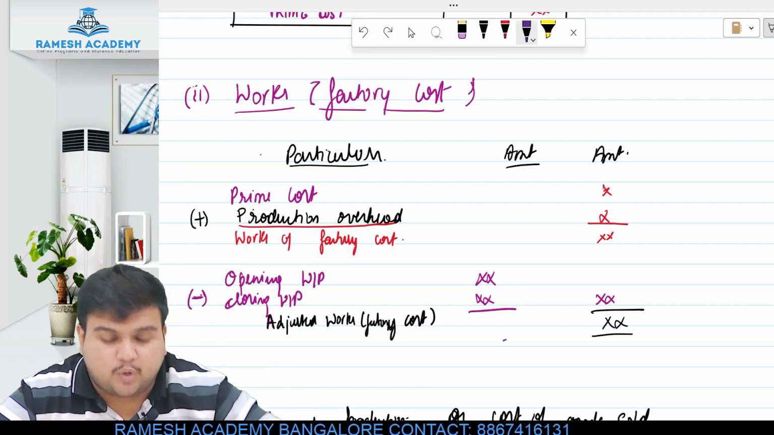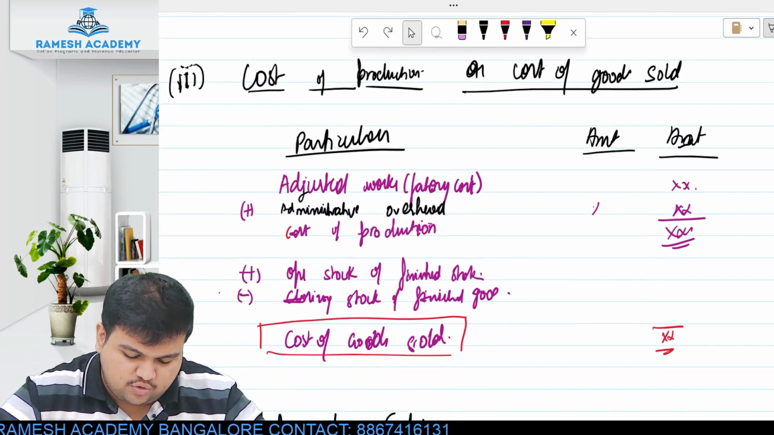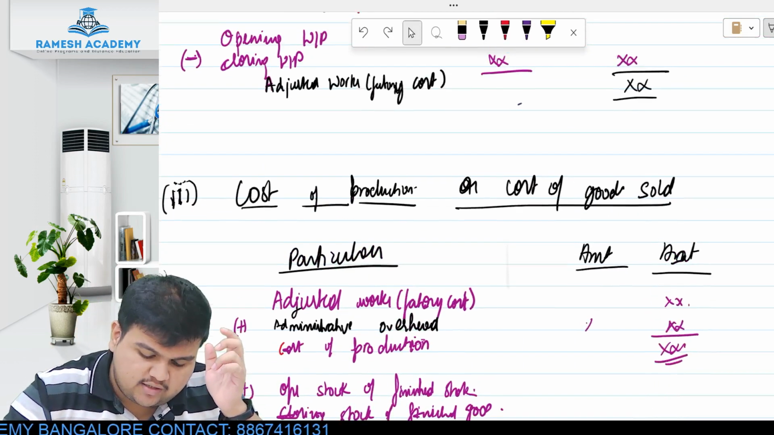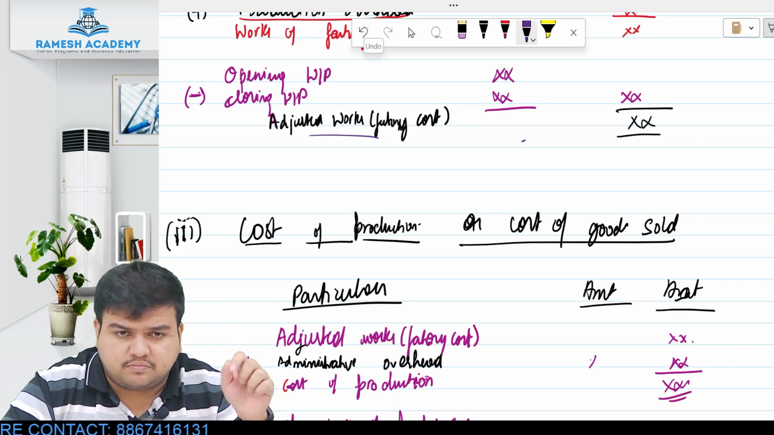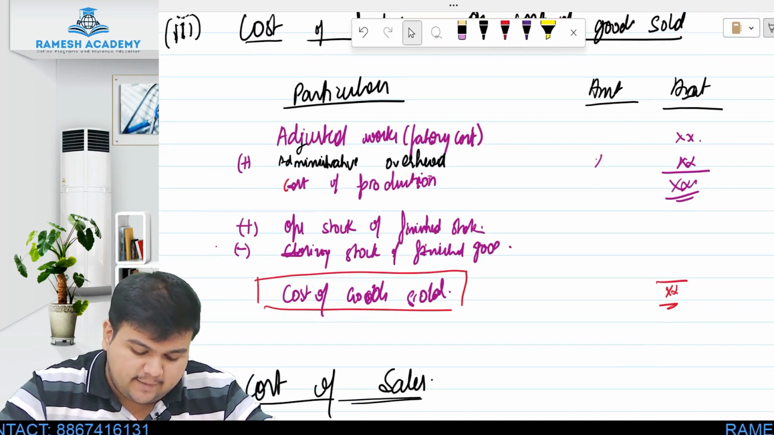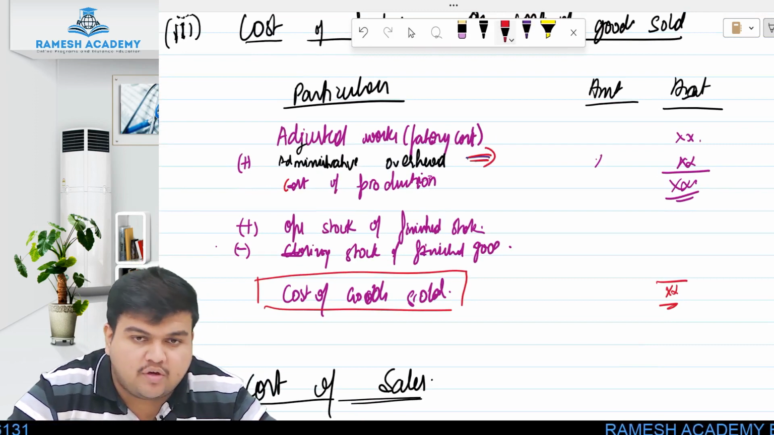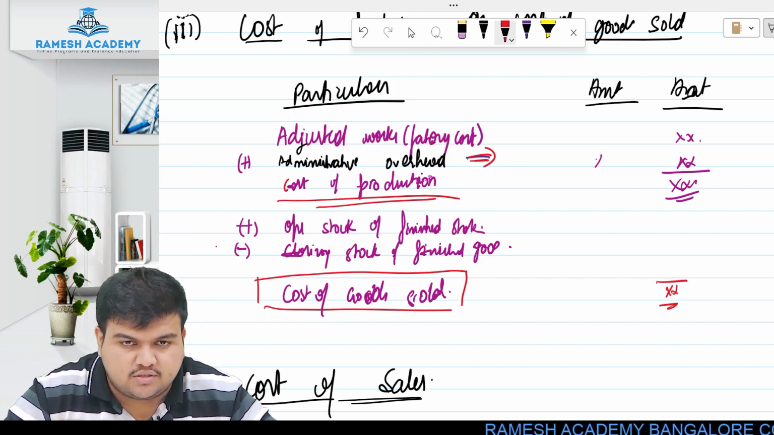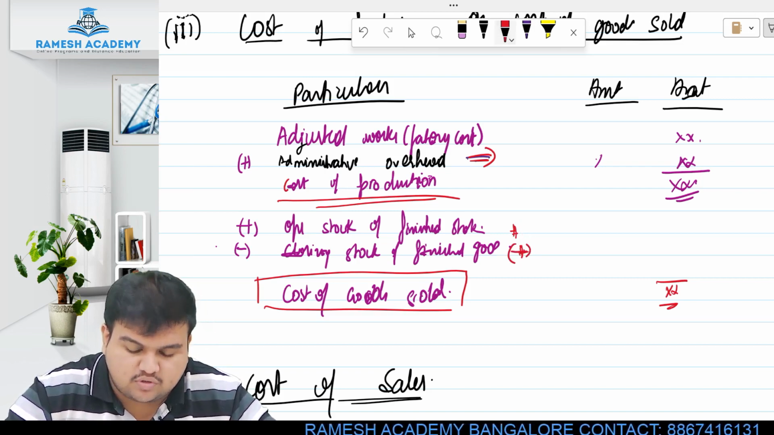After adding the production overhead, the next one is cost of production or cost of goods sold. So here is the adjusted works factory cost, which we get after adjusting the WIP, opening WIP minus closing WIP. You add the administrative overhead, and you get the cost of production. Then consider the opening finished stock and closing finished stock.